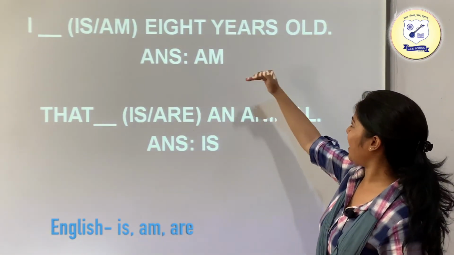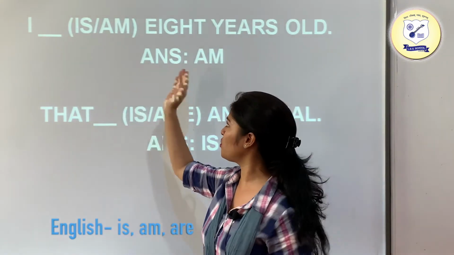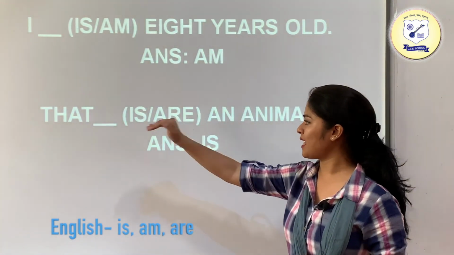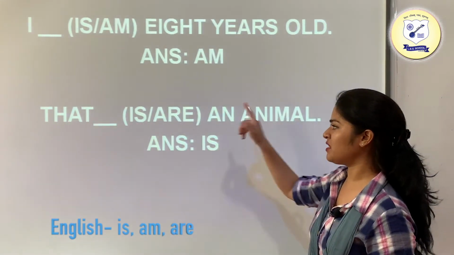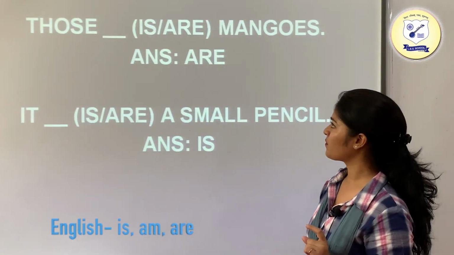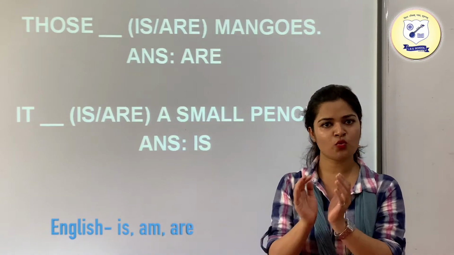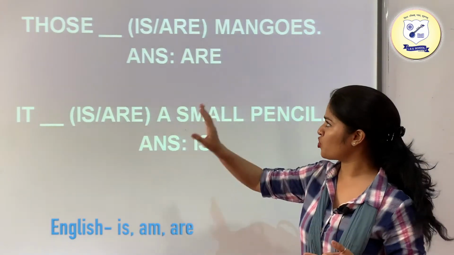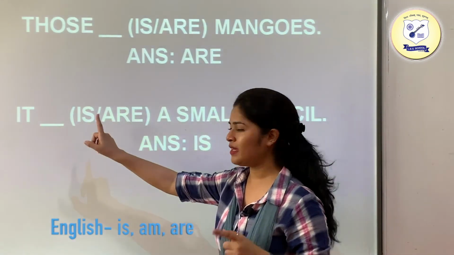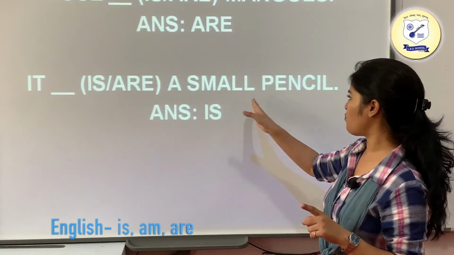"I dash 8 years old." If you are having I, which is your pronoun, what we are going to use is "am". I am 8 years old. Similarly, "that dash an animal." That is again your singular pronoun, so what we are going to use is "is". "Those dash mangoes." Since those is your plural pronoun, what we are going to use is "are". So it should be: Those are mangoes. "It dash a small pencil." It is your singular pronoun, so what we are going to use is "is". It is a small pencil.